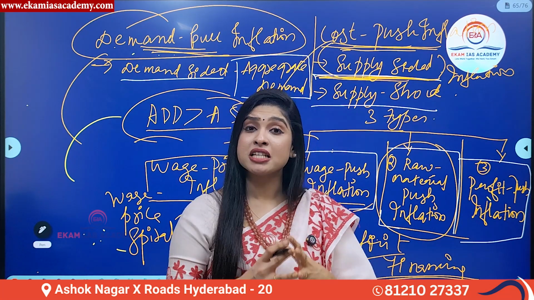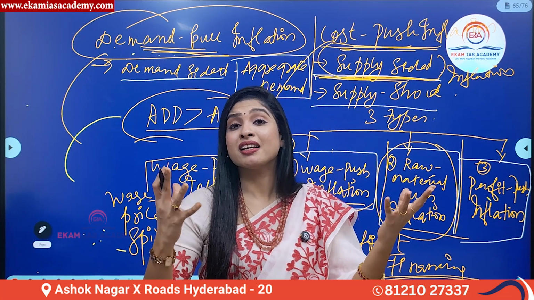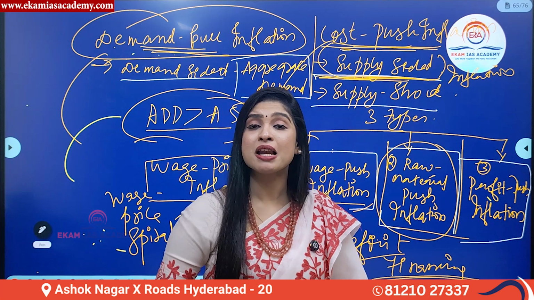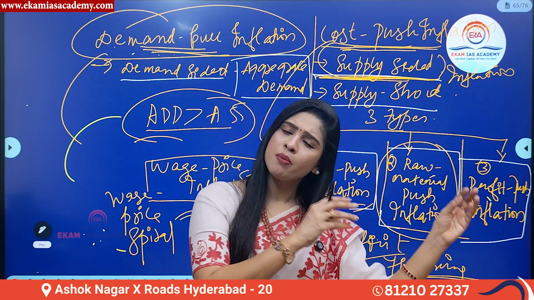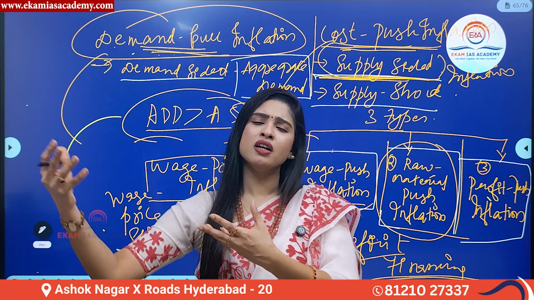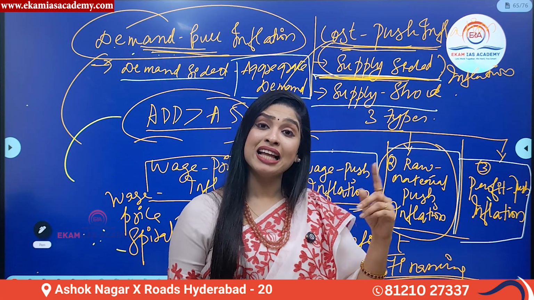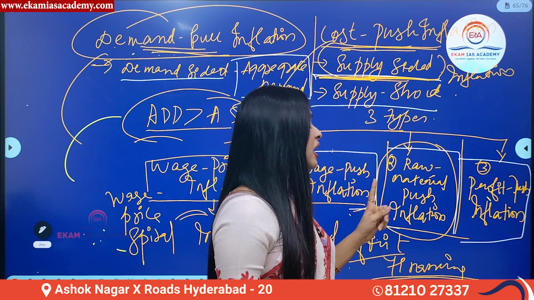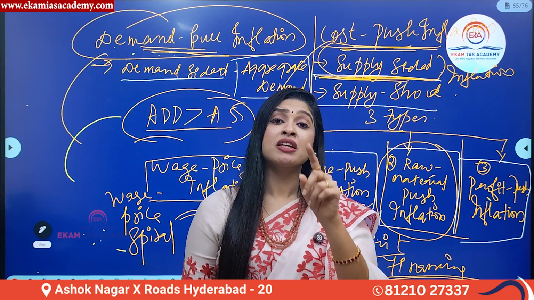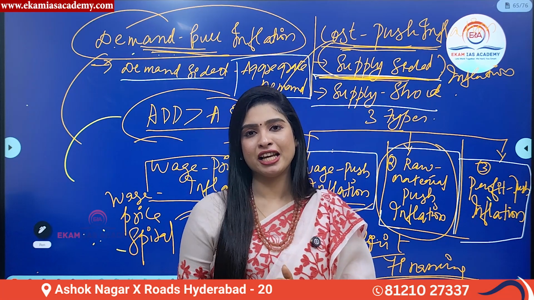When the price of these increases, what happens? Automatically, the price of the final product also increases. Producers will push the burden to what? The price of the final product. That is called raw material push inflation in simple terms. This is the real supply shock inflation.